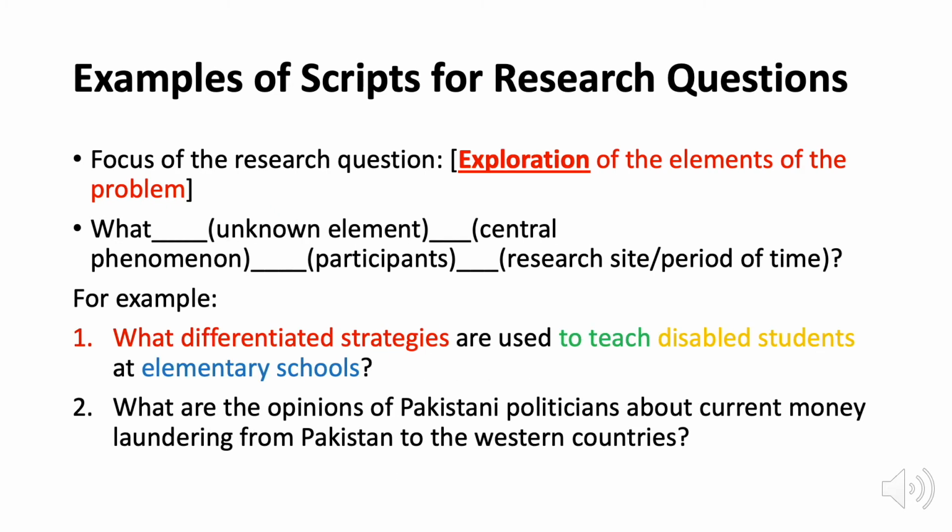Similarly, if the intention is to explore the elements of a research problem, you need to keep this particular structure and the keywords in mind that you can see on your screen. For example, what differentiated strategies are used to teach disabled students at elementary schools? Again, I have changed the color of the keywords to indicate the central phenomenon, participant, and the research site.